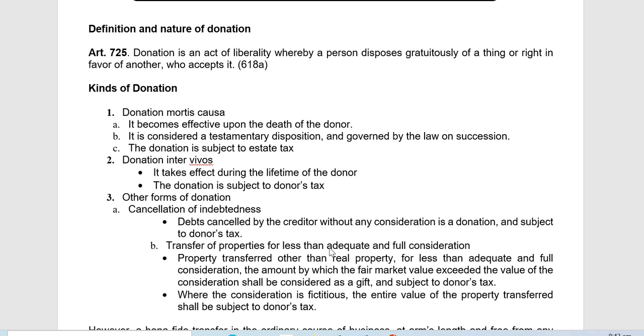For example, nag-transfer ka ng property, may consideration pero less than adequate and full consideration, subject siya to donor's tax. Except for real property. For properties transferred other than real property for less than adequate and full consideration, the amount by which the fair market value exceeded the value of the consideration shall be considered as a gift, a deemed gift, and subject to donor's tax. And where the consideration is fictitious, the entire value of the property transferred shall be subject to donor's tax.